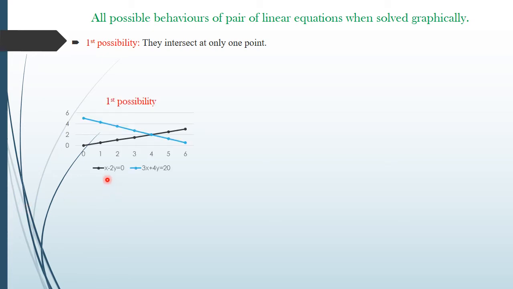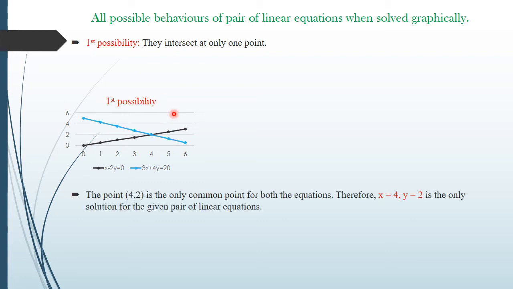Suppose I have considered two equations, x minus 2y is equal to 0 and 3x plus 4y is equal to 20. When I plot the graph of these two equations by considering different points of x and y, I get this pattern. You can see these two lines meeting at one particular point, that is x equal to 4 and y equal to 2. This means x equal to 4 and y equal to 2 is the unique solution, the one common solution that satisfies both equations. Therefore, for this first possibility we can conclude that the point (4, 2) is the only common point for both equations.